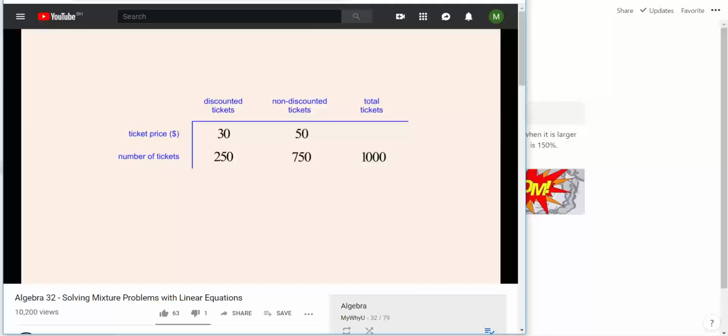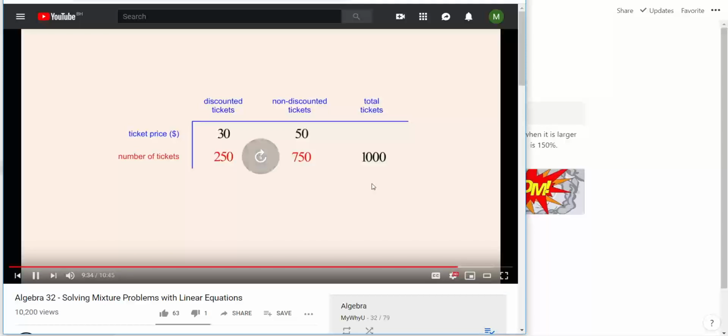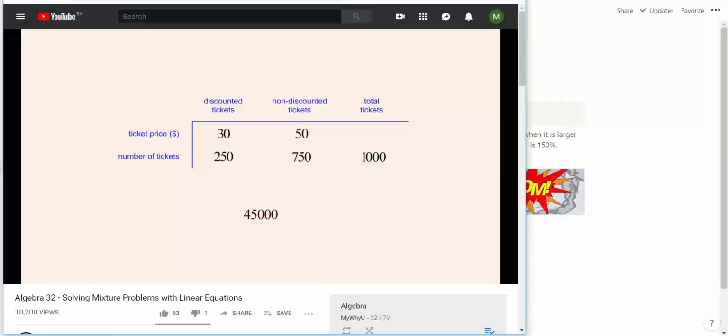We can check our calculations by multiplying the tickets by their prices. The sum of the revenue from the discounted plus non-discounted tickets is $45,000. We know that our calculations are correct.